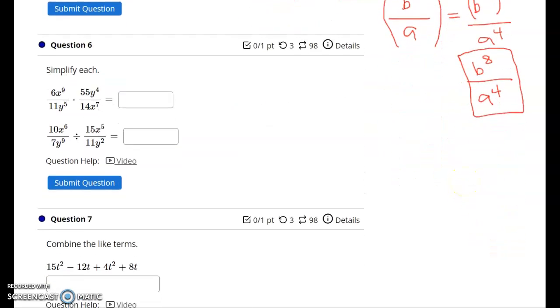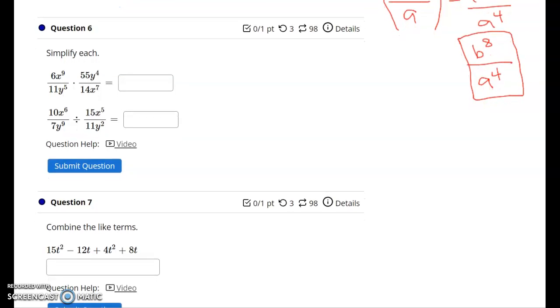Okay, 6 and 7. So on 6, what I would do is I would cross cancel. If you haven't cross canceled up to this point, it's time to learn how, because cross canceling here will make your life 10 times easier.